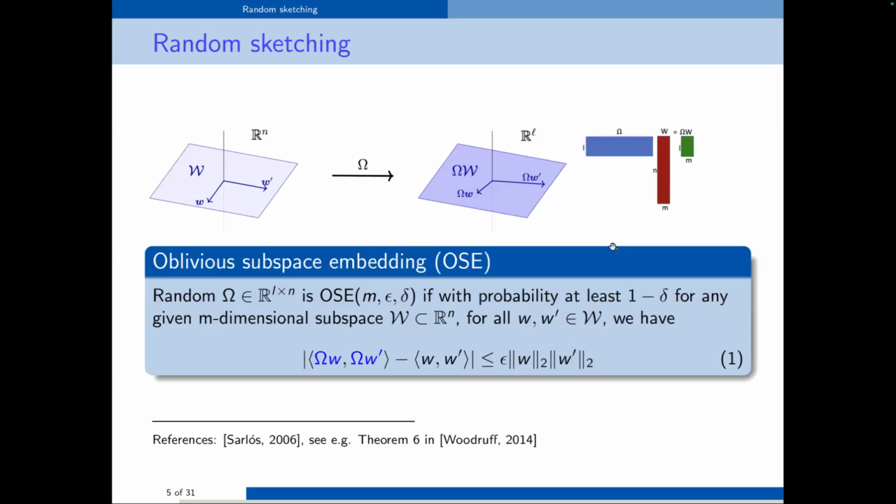And so the first question we ask is, what do we pick as Omega? There are different choices, and depending on our choice, the sketch dimension l will change. We like l to be as small as possible while still preserving this subspace embedding property. In the following, I'll consider that we have m vectors stored in a matrix W, and those are of very high dimension n, and then we sketch them by this matrix Omega, and then we obtain the sketch matrix, which is of small dimension l by m.